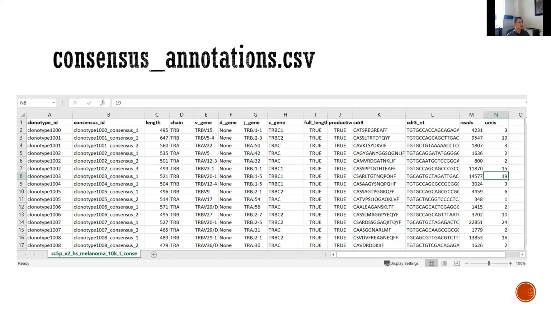And the consensus annotation is also for the T cell receptor profiling results. You have different clonotypes, and then the consensus sequence. So for the same clonotype, you may find both alpha and beta chain, so you know the combinations of which type of alpha and which type of beta are combined in the same clonotype. Let's see, as an example, this clonotype 1006: the alpha and beta chain are available and paired. And then you have the alpha VDJ combinations information.